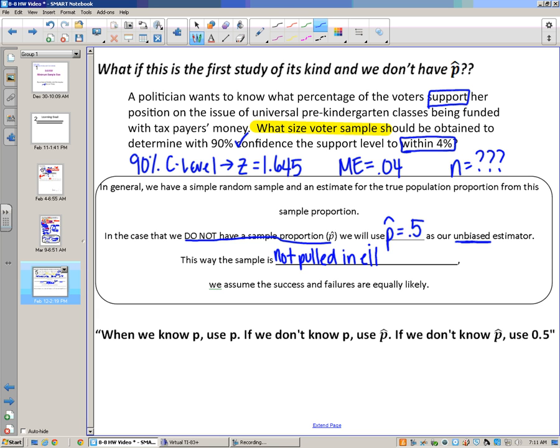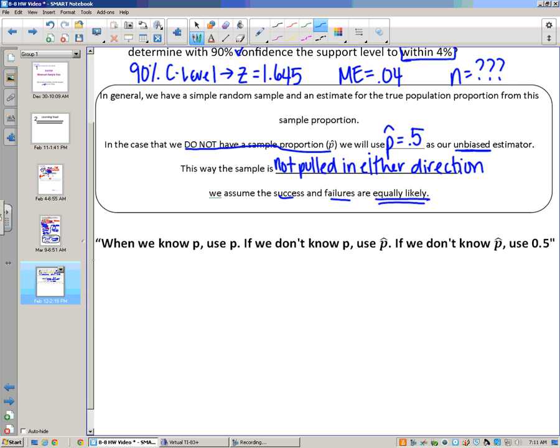Because remember, this is a binomial situation. We have two options here: do support or don't support. We assume that the successes and failures are equally likely. So a little rhyme to help you. If we know P, use P. P is the best. It's the population. That's always the best. If you don't know P, use P hat. This is what we do for confidence intervals. If we don't know P hat even, we use 0.5 to be unbiased and keep things equally likely.